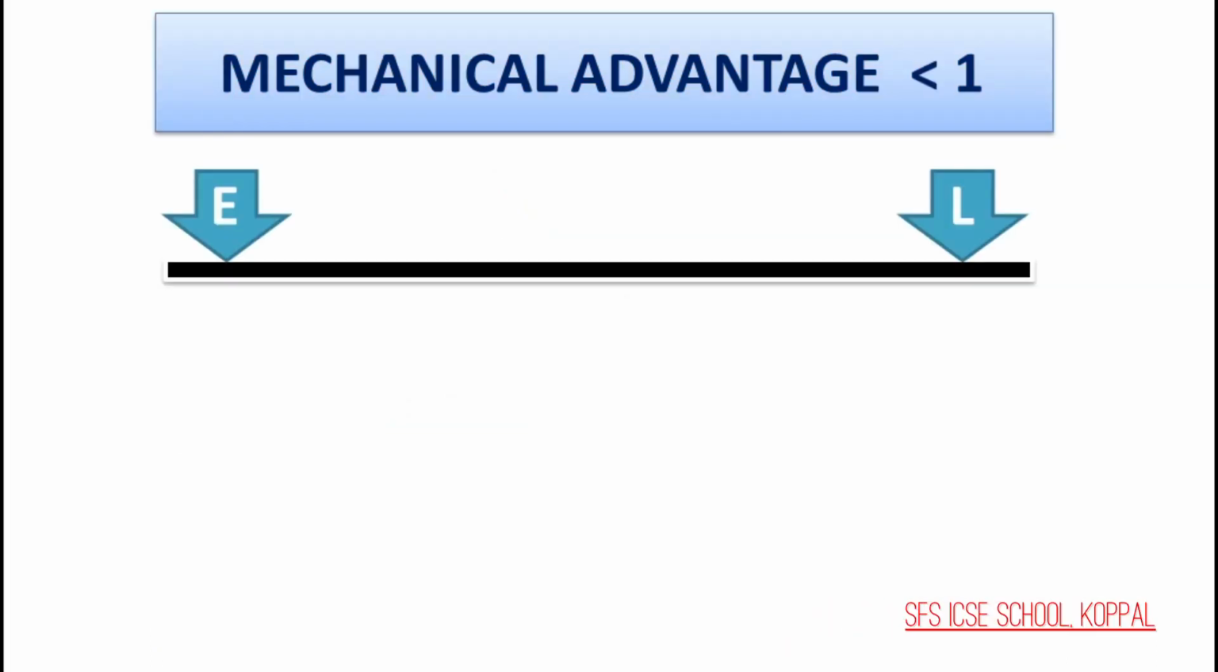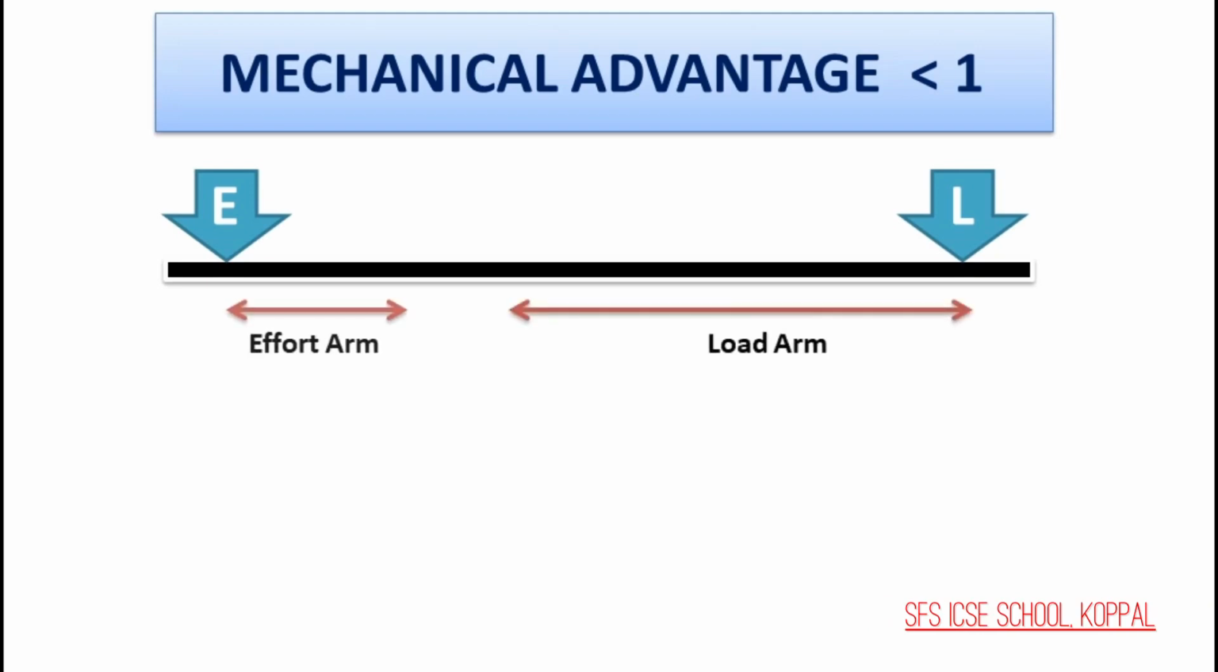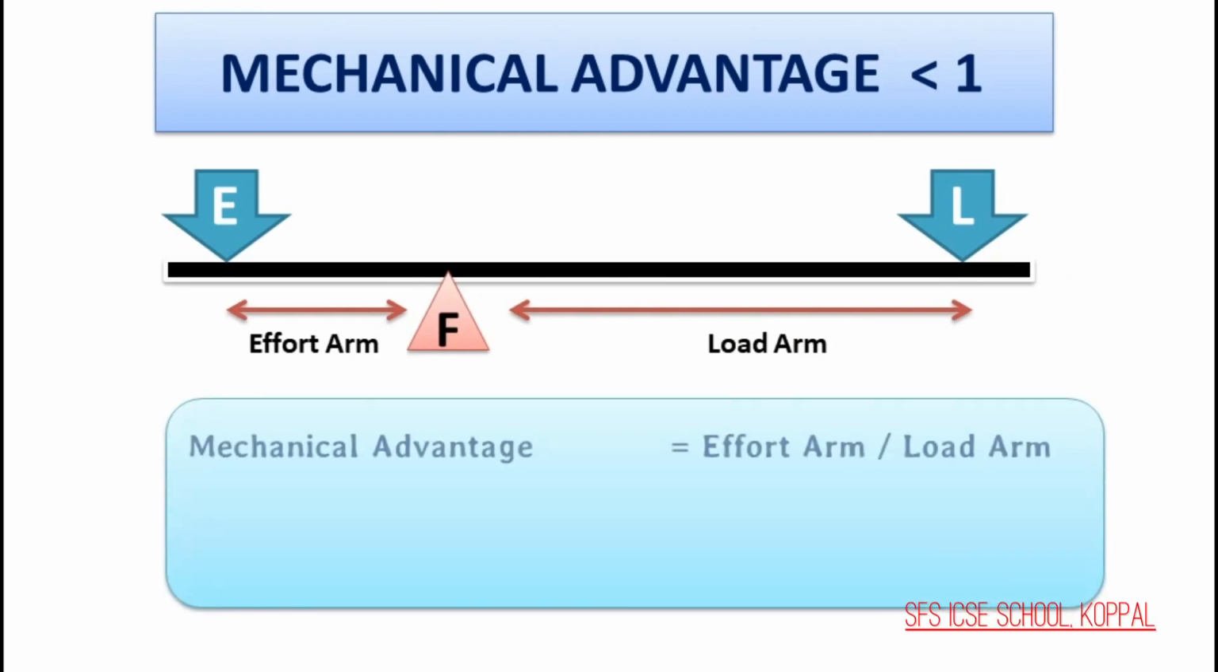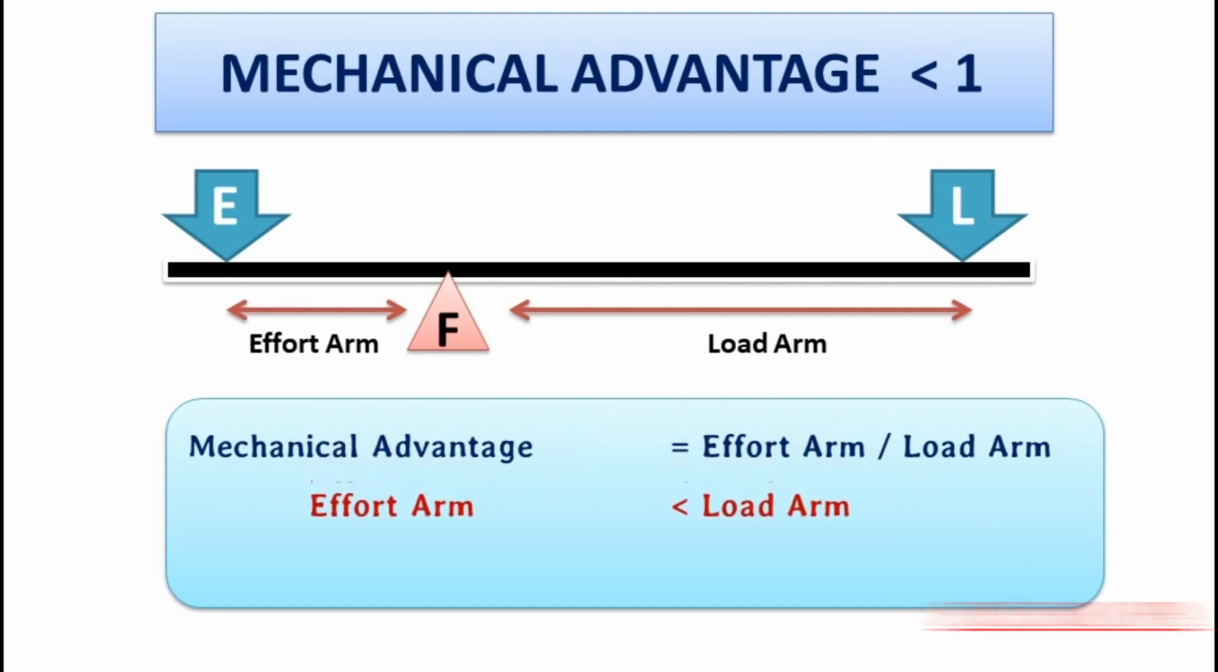Now, number 3, mechanical advantage is less than 1. It is possible when load arm is greater than effort arm. In other words, fulcrum is nearer to effort. As mechanical advantage is equal to effort arm divided by load arm, and load arm is greater than effort arm, mechanical advantage is less than 1.